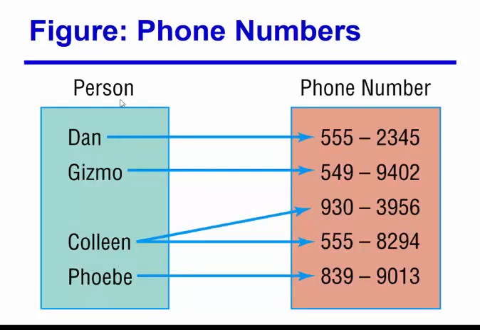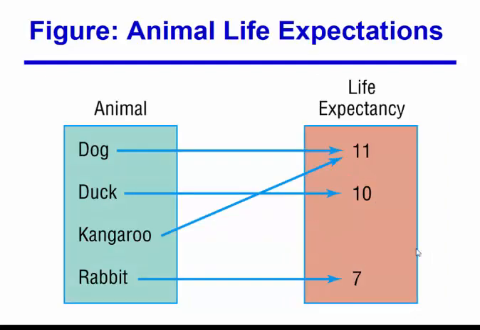And then here you can see person and phone number. This relation does not represent a function because Colleen is actually connected to two different telephone numbers. And this one here, animal life expectancy. This is a function because each animal is only related to just one value for life expectancy.